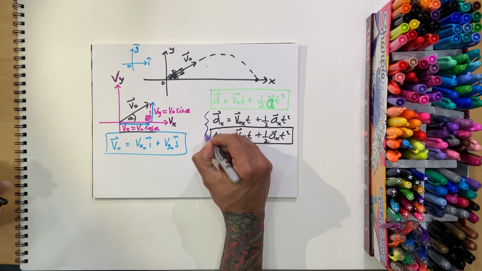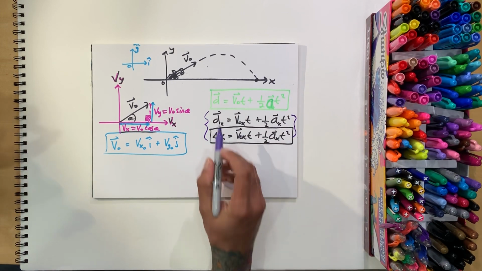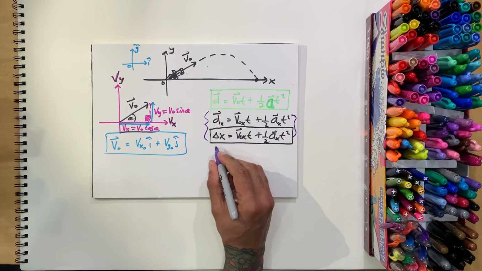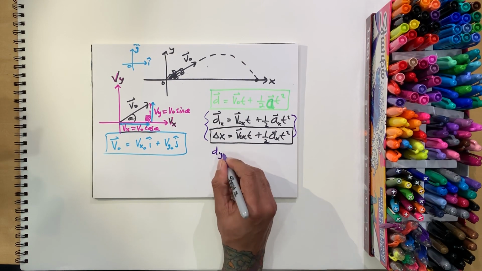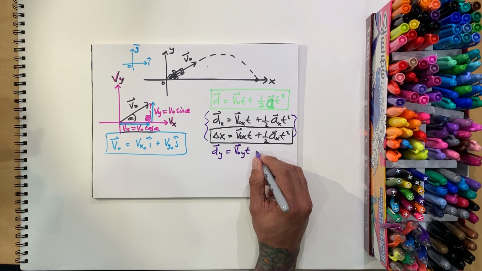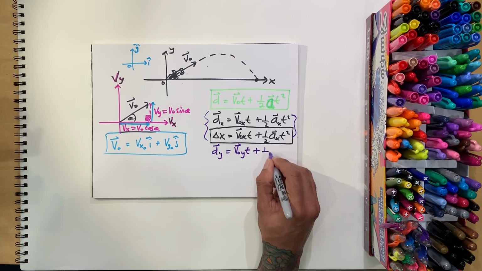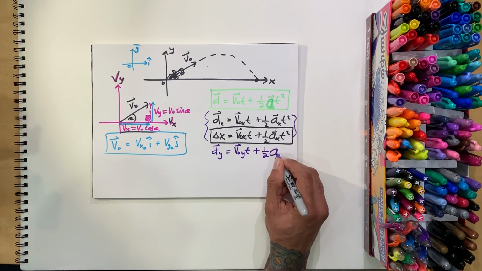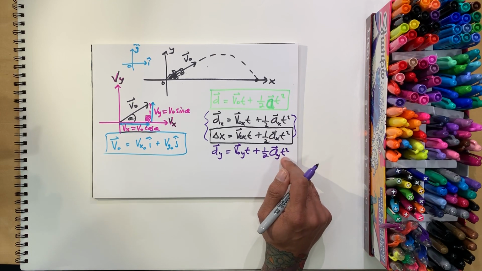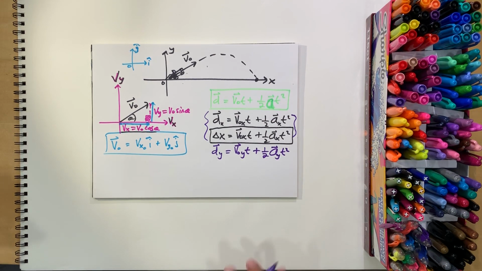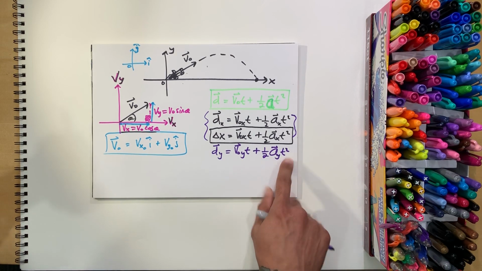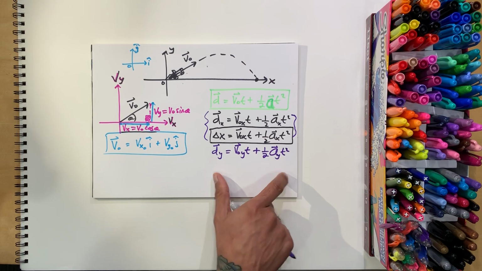Now this is for X, right? From this one. And now we need to tell us the Y. So D, or displacement in the Y, which is velocity initial in the Y times time plus 1/2 acceleration in the Y times time squared. Okay, we can leave it like this, but let's take it one simplification further.